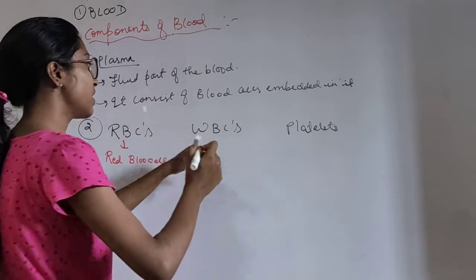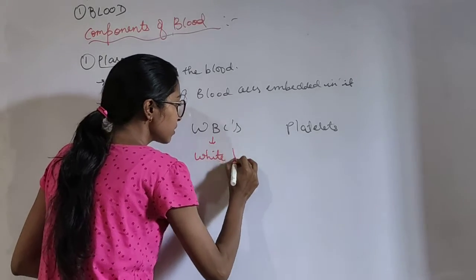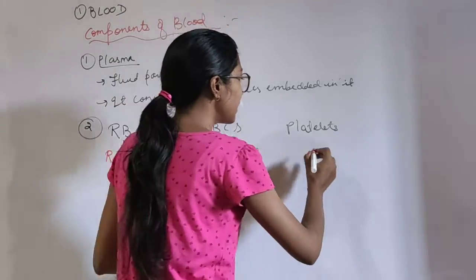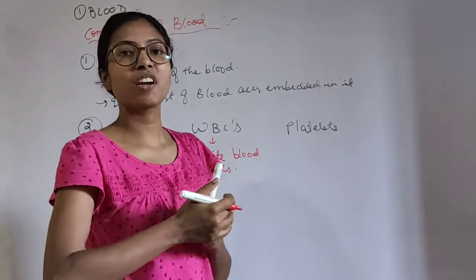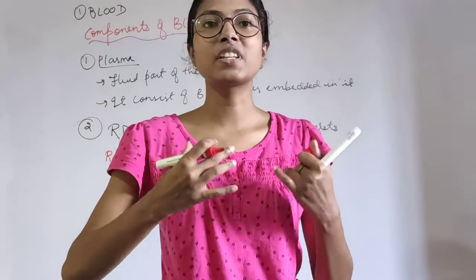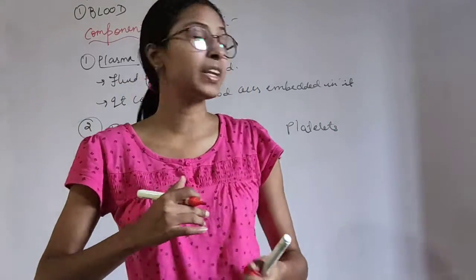Now what are WBCs? WBCs are white blood cells. And platelets also don't have pigments, they are present for preventing the blood clot. Means they clot the blood wherever there is excess of bleeding.